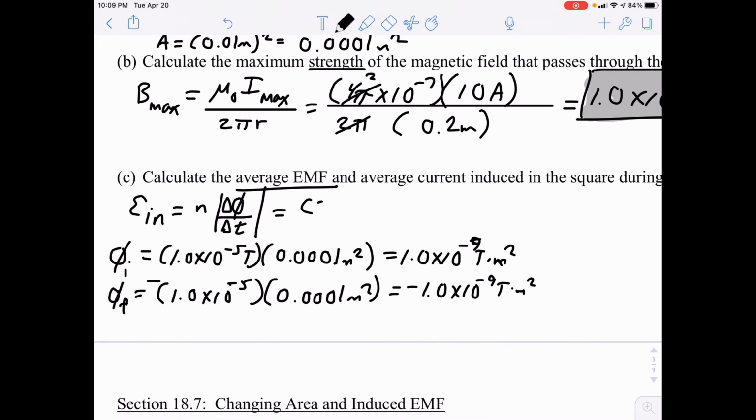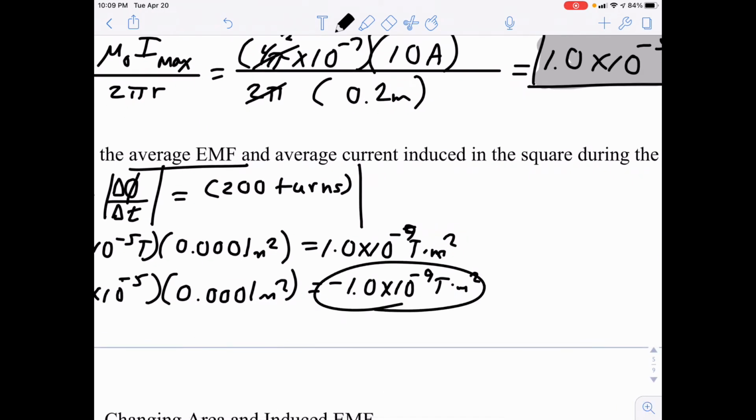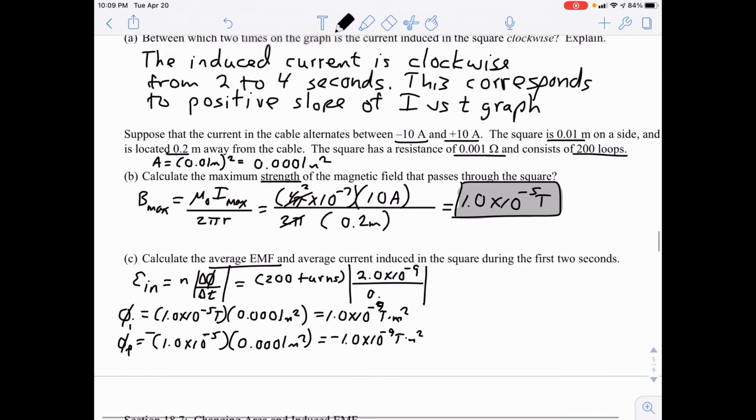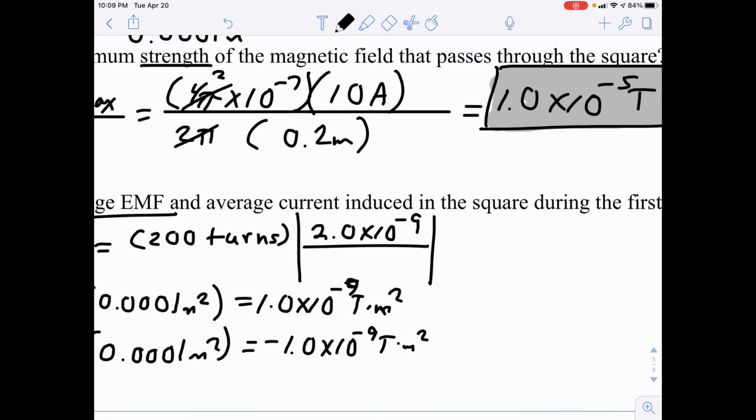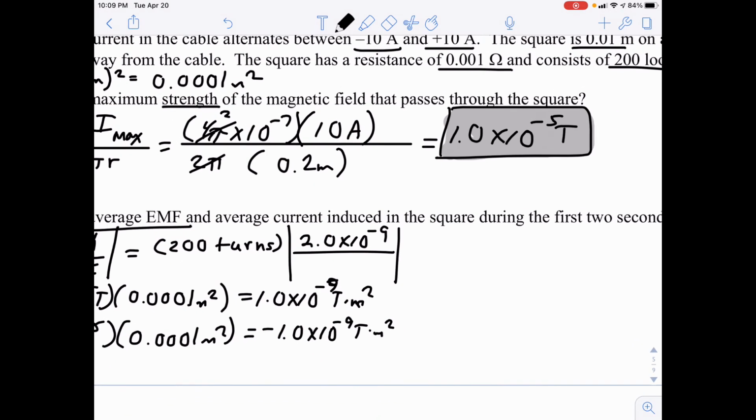So if we put that in there, N is 200 turns times, and if we're taking this minus this, it's really just 2 times that. So 2 times 10 to the negative 9, all over, we had a time of 2 seconds. So times 200 divided by 2. It's about 2.0 times 10 to the negative 7 volts.